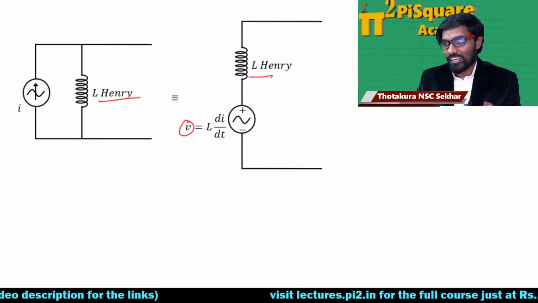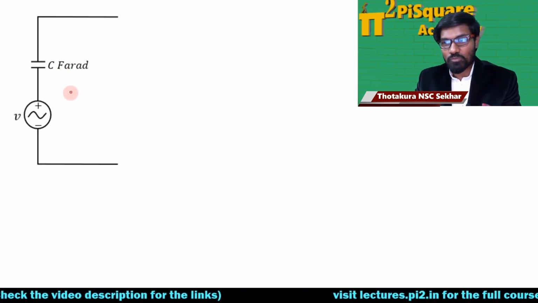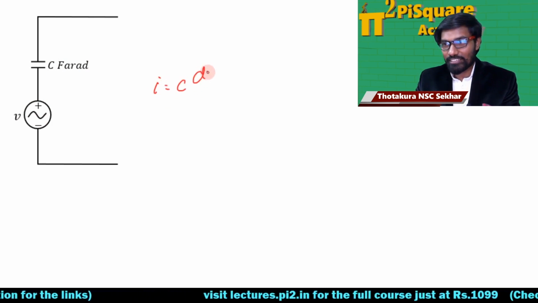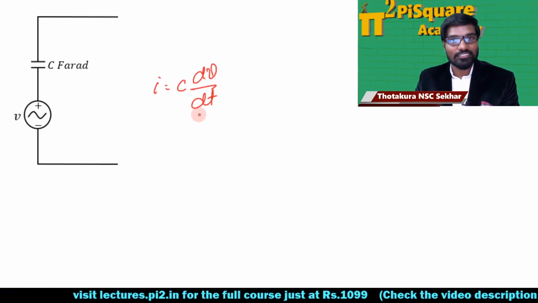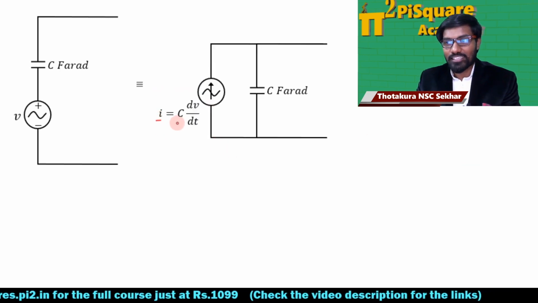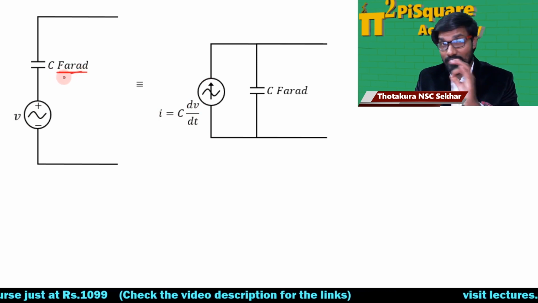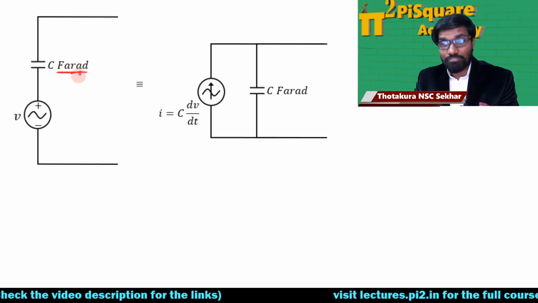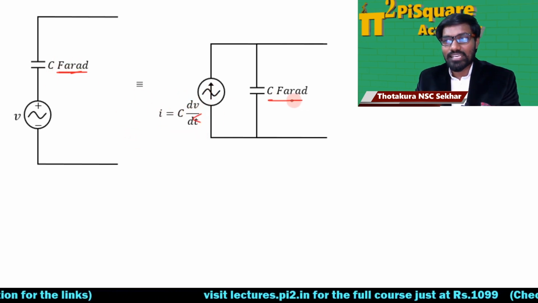Now the last one, the capacitor. In case of a capacitor, what will we do? We know for a capacitor I = C dV/dt. So with this relation, the value of current is C dV/dt, and the capacitor unit is in farad. If it is in ohm, we directly apply Ohm's law, but it is in farad, so you must use this relation. And in parallel with C as it is.